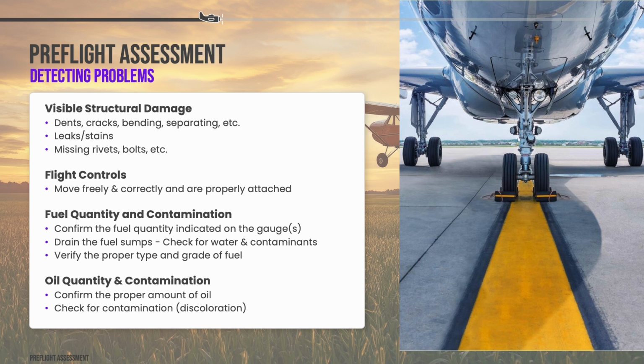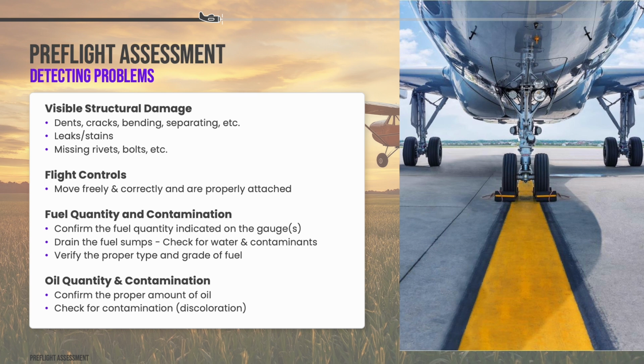So we want to make sure water and contaminants are out of the fuel, but that also lets us check and test the fuel to make sure that it doesn't have water or anything in there. Okay, it also gives us a look at the fuel so we can verify that the proper type and grade of fuel is in the aircraft we're going to fly. And again, these are all safety concerns, okay?